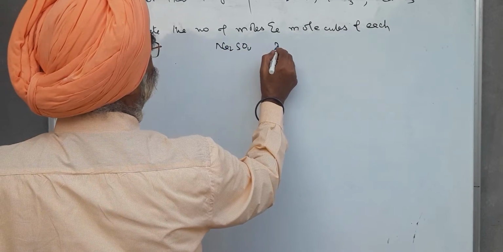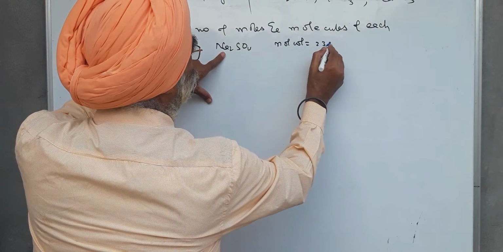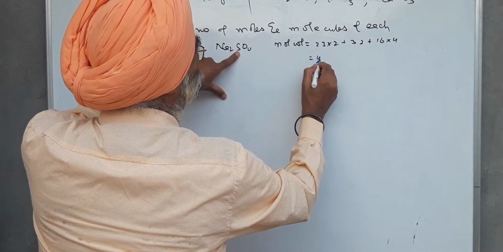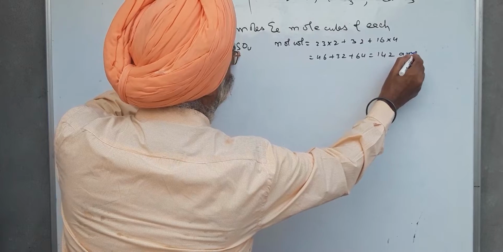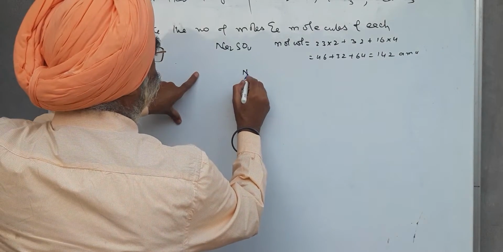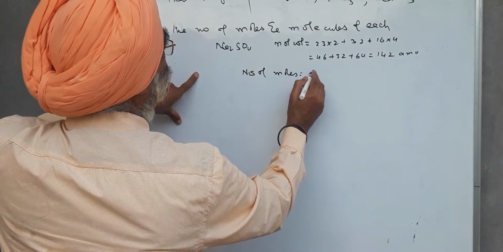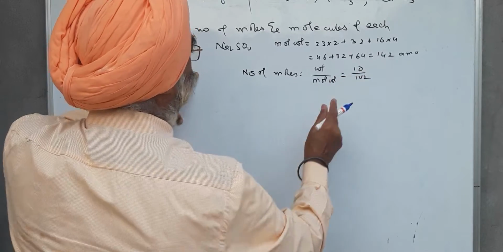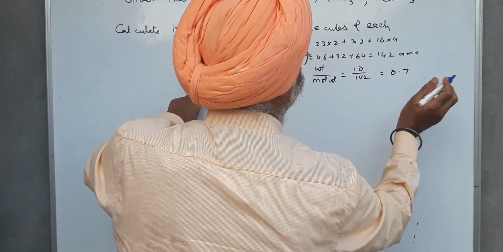Na2SO4 molecular weight is sodium 23 into 2 plus sulfur 32, oxygen 16 into 4, that is 46, 32, 64, and this is 142 AMU. Number of moles is weight over molecular weight, 10 divided by 142, we shall get the answer 0.07 something.